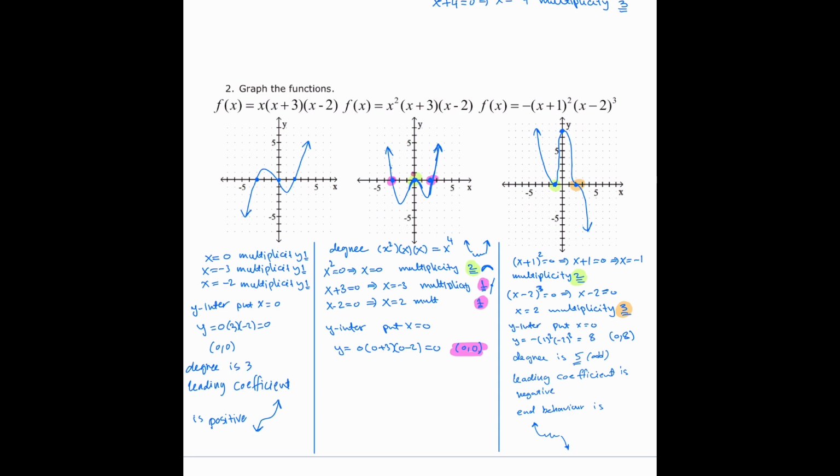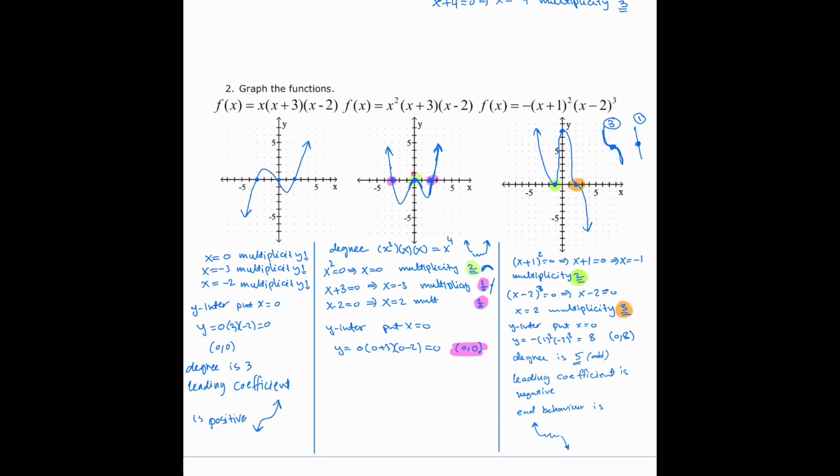Similarly, you're going to do the same work for number 3. So you notice how this 0 has a multiplicity of 2, so it touches and bounces. And then this 0 has a multiplicity of 3, which means the behavior is going to cut through. However, it's going to have a squiggle, something like that. It is not going to cut through as a line because this means a multiplicity of 1, but this means a multiplicity of 3.